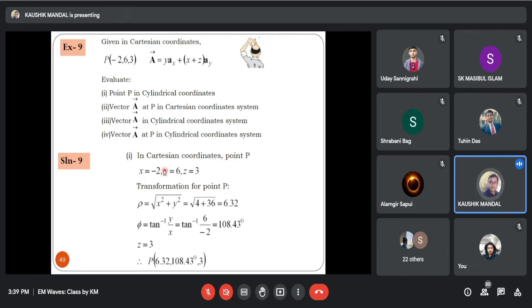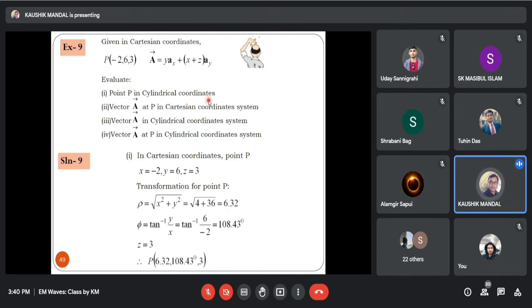So as per the given point, x equal to -2, y equal to 6, z equal to 3. So we know the transformation from Cartesian to cylindrical. Cylindrical means rho, phi, z, where rho equal to root of x square plus y square. So rho becomes 6.3. You have to find out the point P, that means point P in cylindrical coordinate system.